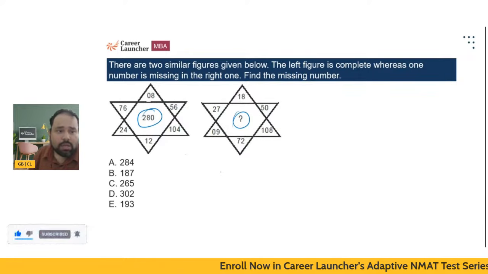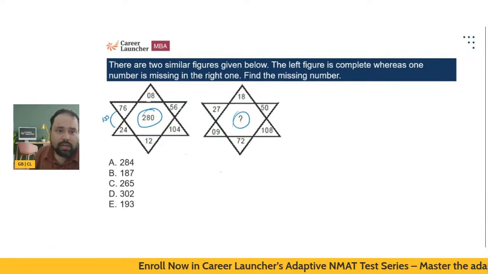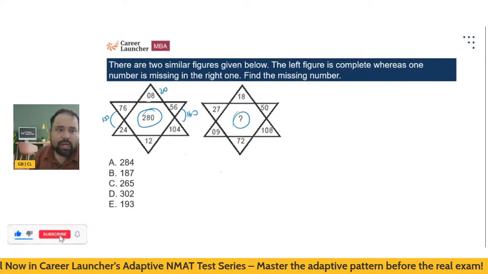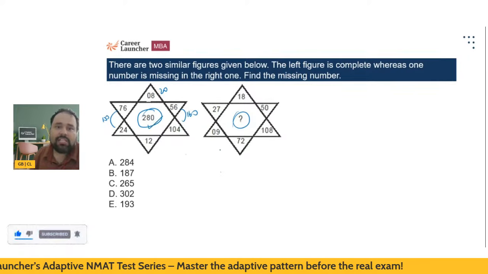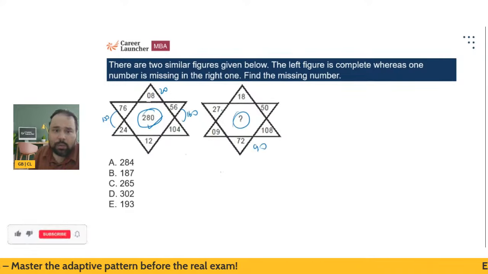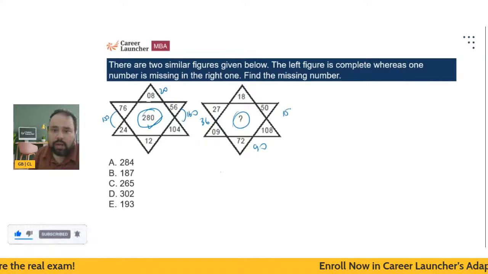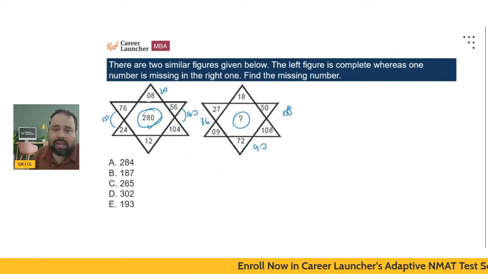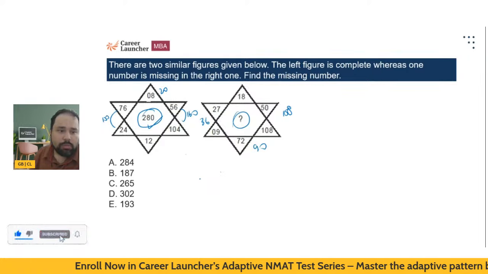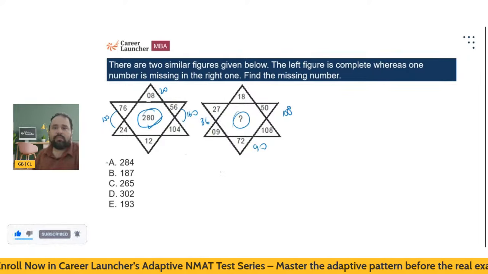Let's try sum. 76 plus 24 is 100. 56 plus 104 is 160. 8 plus 12 is 20. Added, that is 280. Yes, ये तो sum निकला. 72 plus 18 is 90. 27 plus 9 is 36. 108 plus 50 is 158. 158 and 90, 248. 248 and 36 is 284, which will be option A.